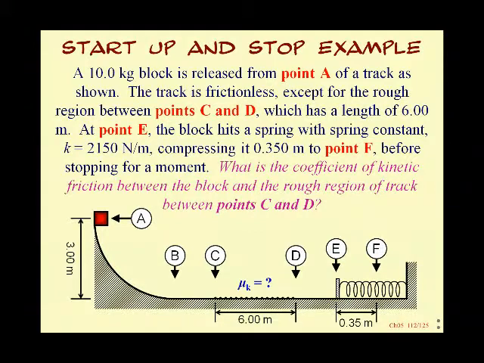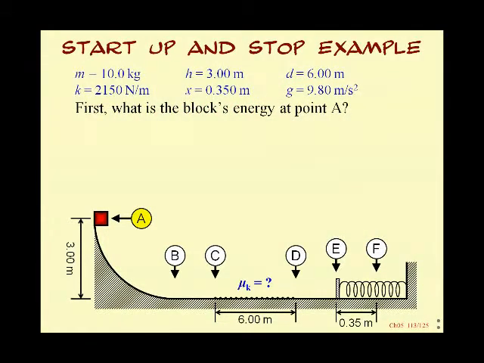So first off, I'm going to start with trying to figure out what the block's initial energy is. That's the block's energy at point A. So that's going to be determined by gravitational potential energy. When we sum up all of the energy contributions, we see that gravitational potential energy is the only thing that's really got a value. Our kinetic energy so far is 0, and we haven't compressed the spring yet, so there's no potential from spring compression.